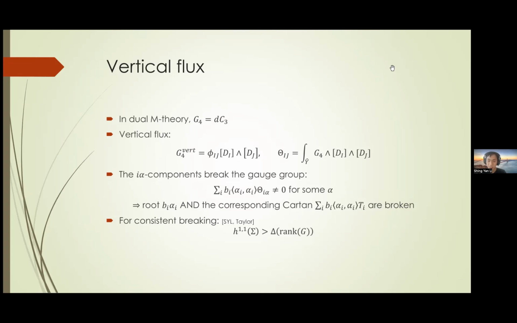Sorry for repeating the notation for alpha, but I hope you understand that. So if this condition is non-zero for some alpha, then we say that the root b_i alpha_I in the non-abelian gauge group is broken. And not only that, the corresponding Cartan generators, written here, are also broken.